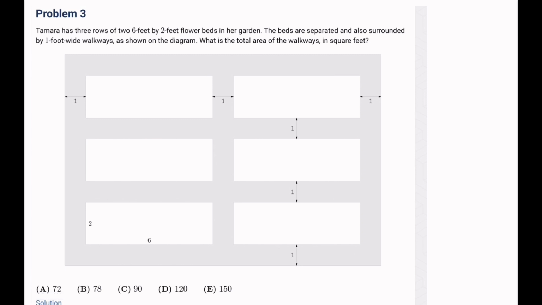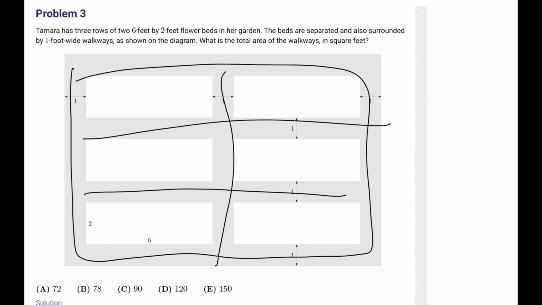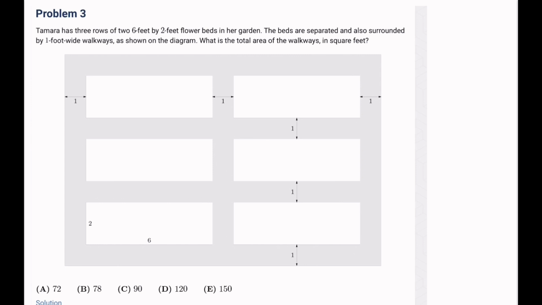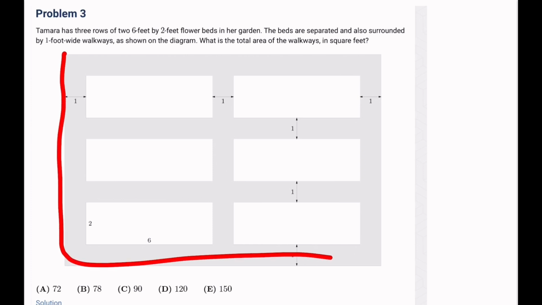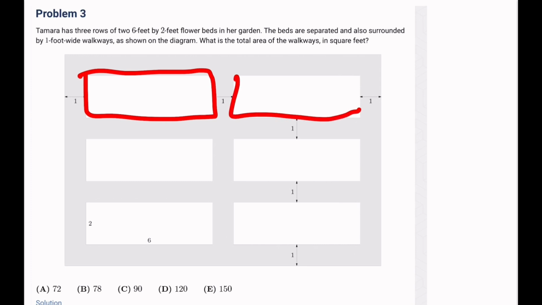Number 3, Tamara has 3 rows of 2 6 feet by 2 feet flower beds in her garden. The beds are separated and are also surrounded by 1 foot wide walkways as shown in the diagram. What is the total area of the walkways in square feet? Okay, so we want the area of these walkways that are in between, right? And to get that, we can just take the total area of the whole thing, and we can subtract 6 of these small flower beds, right?